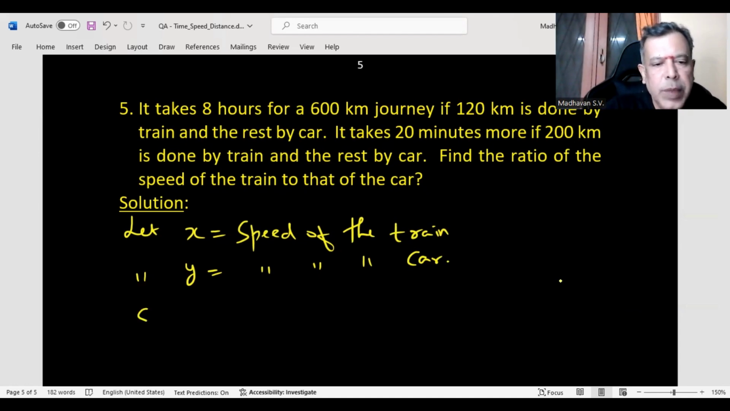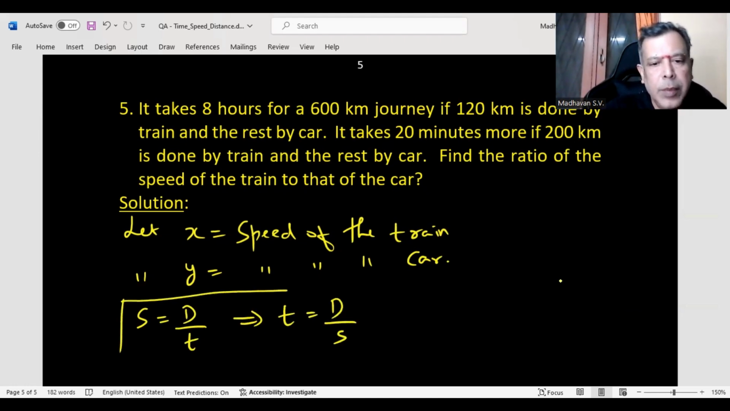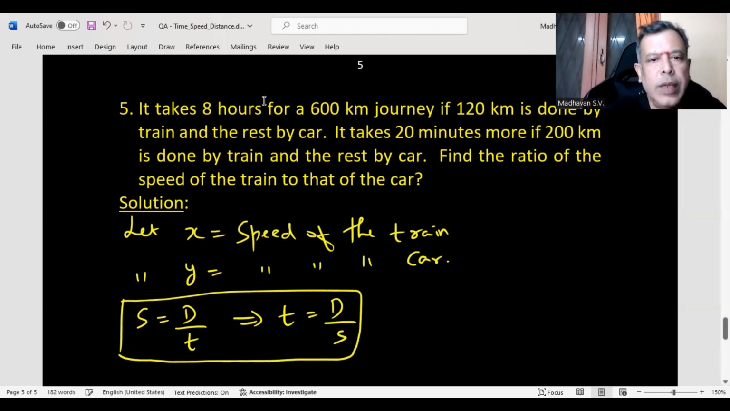Now we have speed equal to distance traveled by time taken, or we can say t is equal to distance divided by speed. Now it takes 8 hours, means time taken is 8 hours. If they travel a 600-kilometer journey, where 120 kilometers is done by the train, the speed is x, plus the balance 600 minus 120, which is 480, and the speed of the car is y. So this is one equation.